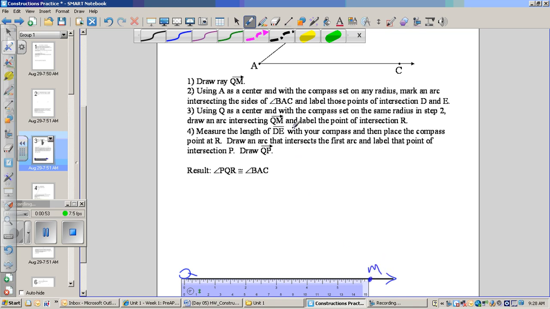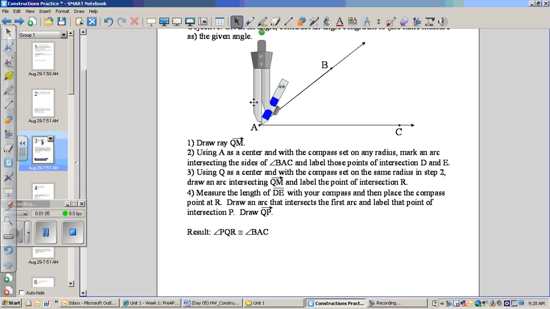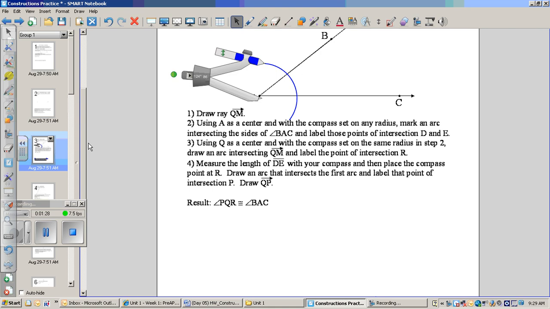Okay? From here, what you're going to do is take your compass, put the metal part on the original vertex of angle A. Okay? Then open up your compass. It doesn't really matter how wide it is. Just open it up a little bit, and you're going to make an arc that goes through both rays of your original angle. Okay? From there, do not move your compass. Don't open it or close it anymore.